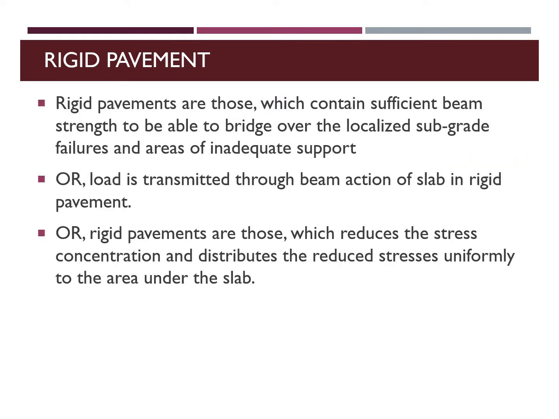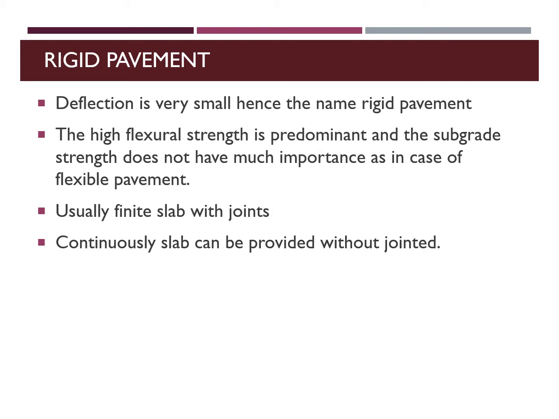By using the PCC slab, the rigid pavements can contain sufficient beam strength to bridge over the localized subgrade failure and areas of inadequate support. Also, in rigid pavement, the load is transmitted through the beam actions of the slab, and with the PCC slab, the rigid pavement can reduce the stress concentration. In that sense, the stress will be distributed uniformly to the area under the slab. In the rigid pavement, the deflection is very small, and that's also the reason we named it as rigid pavement.